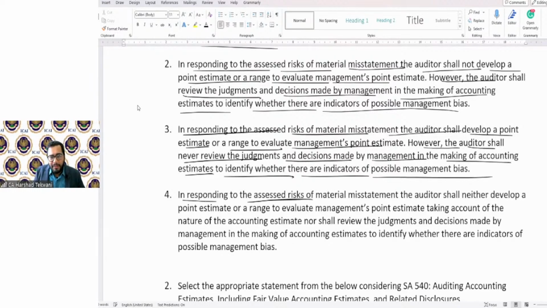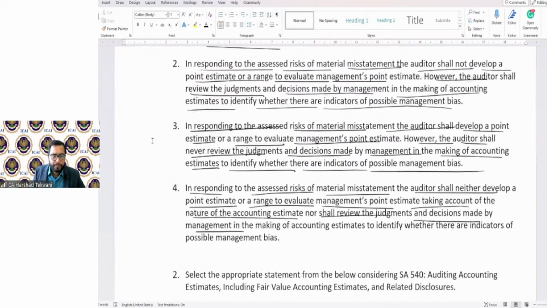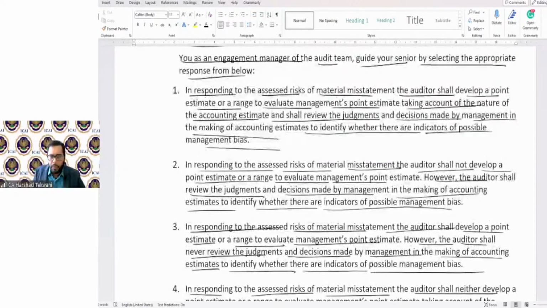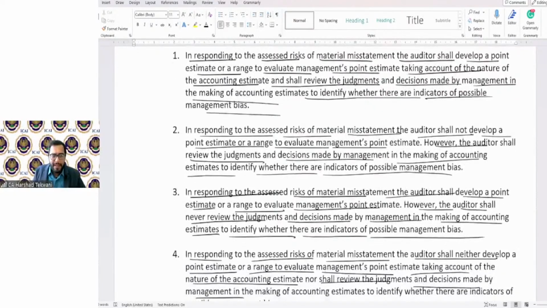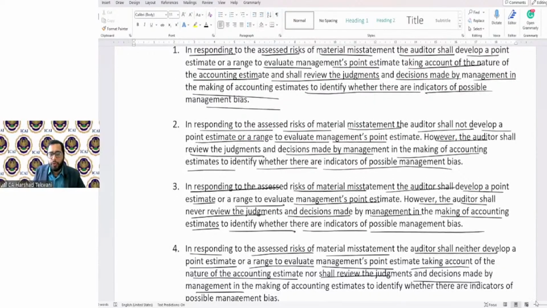In responding to the assessed risk of material misstatement, the auditor shall neither develop a point estimate or a range to evaluate management's point estimate, taking account of the nature of the accounting estimate, nor shall review the judgment and decision made by management. So, what do you think is the correct answer over here? Out of these four options, what do you think is the correct answer? What should the auditor do?